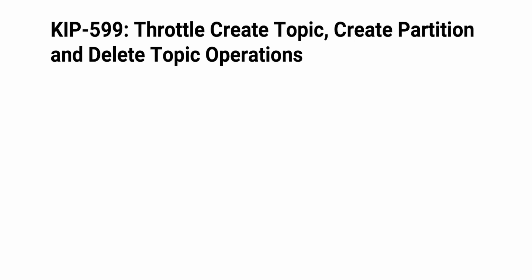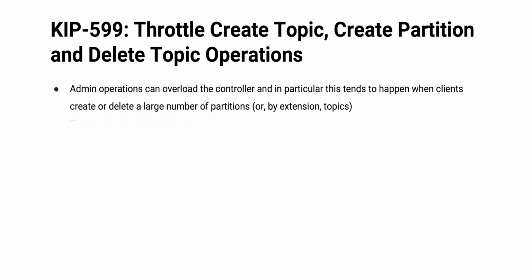KIP 599 has to do with throttling the rate of creating topics, deleting topics, and creating partitions. So when we're creating a new topic, which really means we're creating some number of new partitions, if that's happening at a high rate, that can overwhelm the controller if you have a sudden burst of topic creation, which could happen for any number of reasons. And so this really just has to do with throttling the rate at which those can occur at the controller.